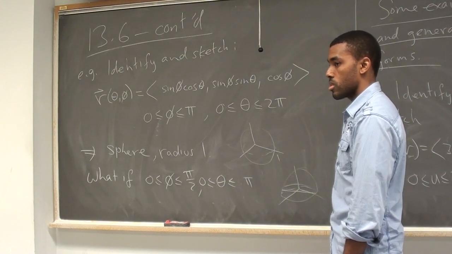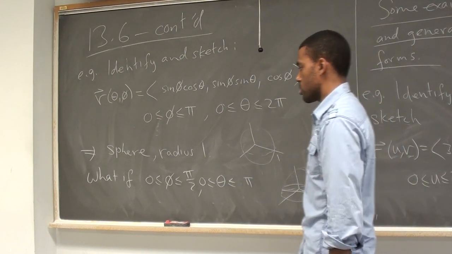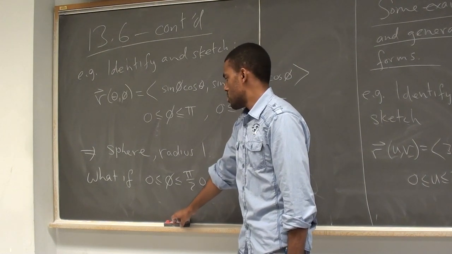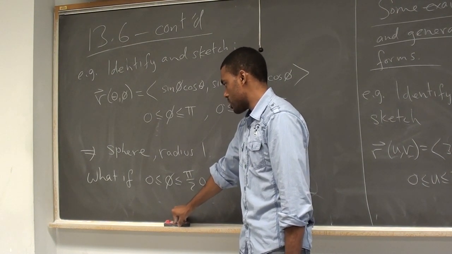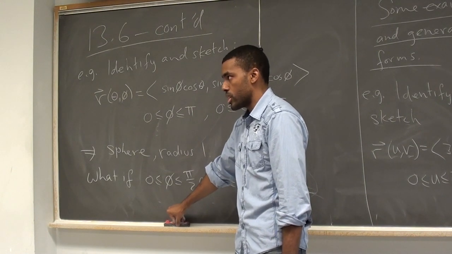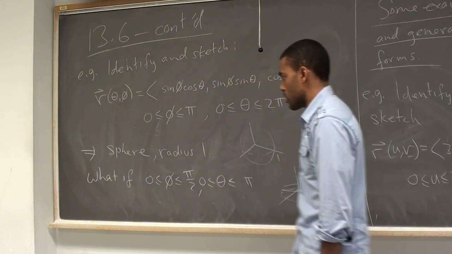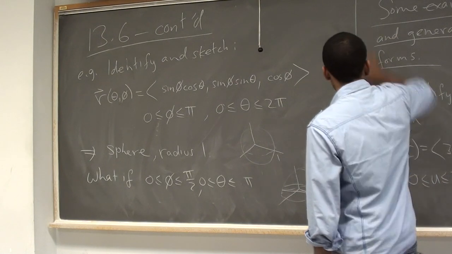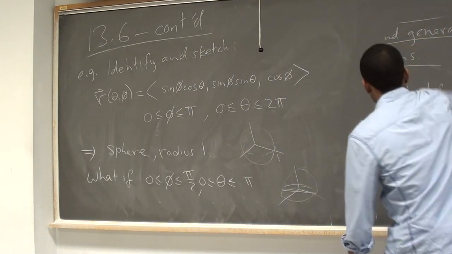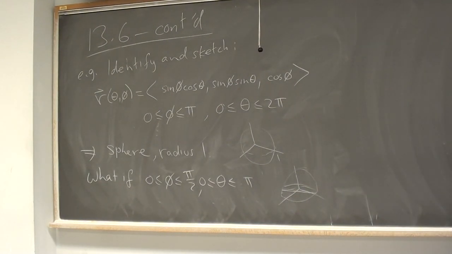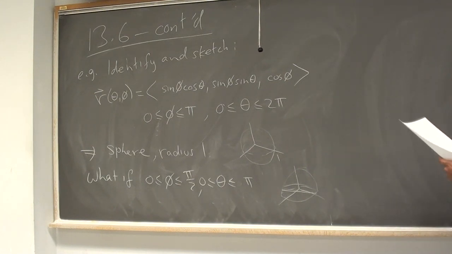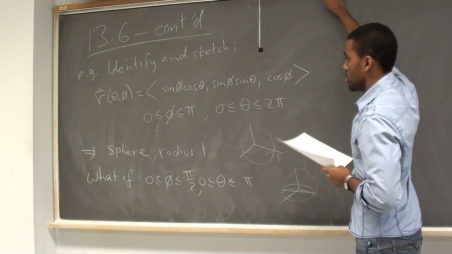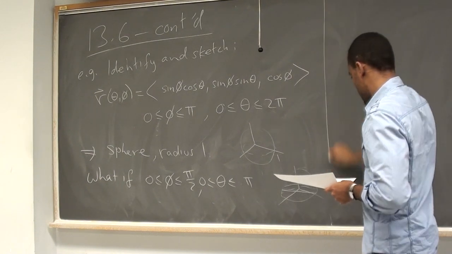Some people do phi from negative pi over 2 to pi over 2, but in Calculus 3, in our formulation of the setup, phi ranges between 0 and pi. Can we still do negative pi over 2? No, phi starts at 0.